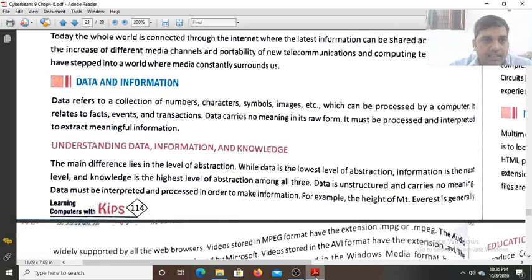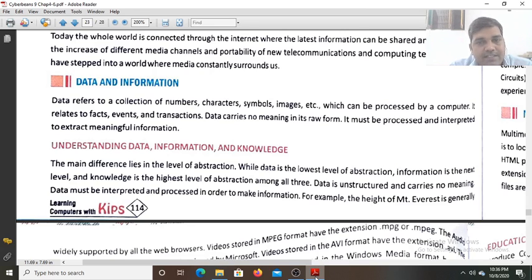So what is data? Data refers to a collection of numbers, characters, symbols, images, etc., which can be processed by a computer. So data may be a number also. Numbers, you can say maybe your mobile number, maybe the pin code of your nearest post office, or characters, symbols. Any symbols can be data.